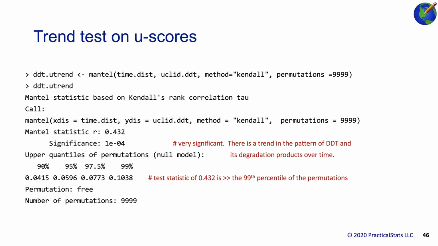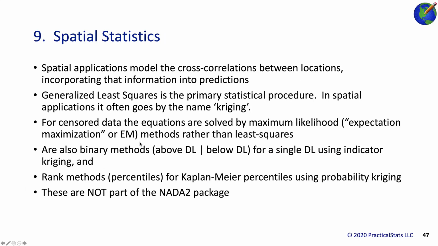You can do a trend test over time with these same kinds of statistics and get back a significance of 1 times 10 to the minus 4th. It's a very small number, so we do have a trend with the U-scores. And then finally, for our final type of procedure here, you can do spatial statistics without sticking in a half.